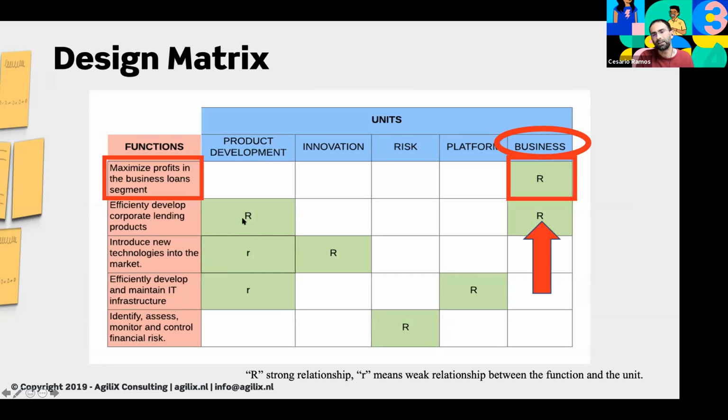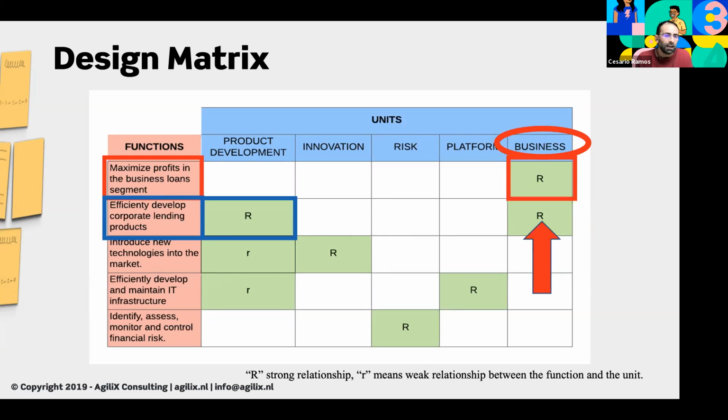So let's look at another example from the same customer. So we see here the business, which has as main responsibility to maximize profits, but you see below also that the product development has a strong relationship with that same requirement. So although their requirement is to efficiently develop corporate lending products, it is strongly related and strongly influenced by the decisions and the goals of the business unit, right?